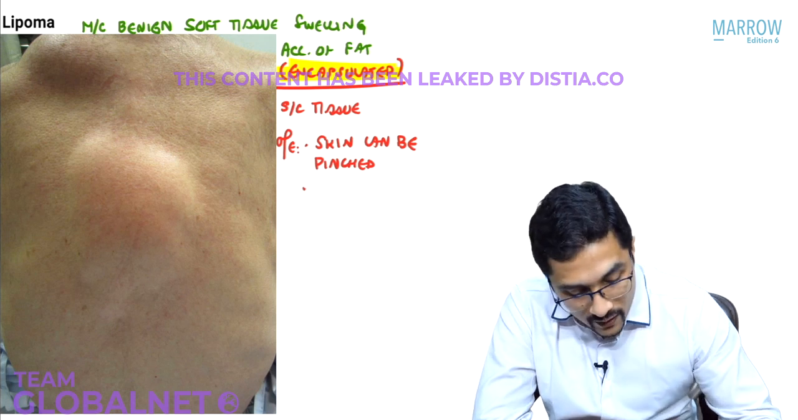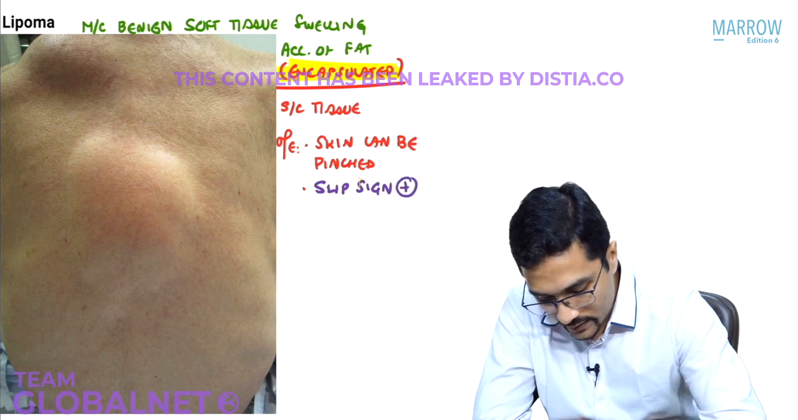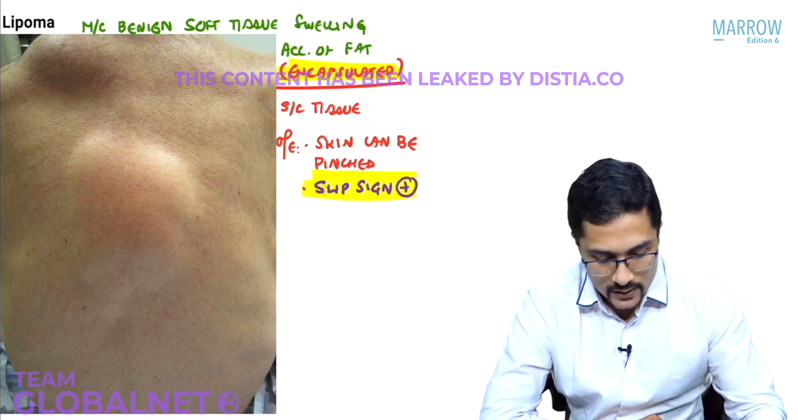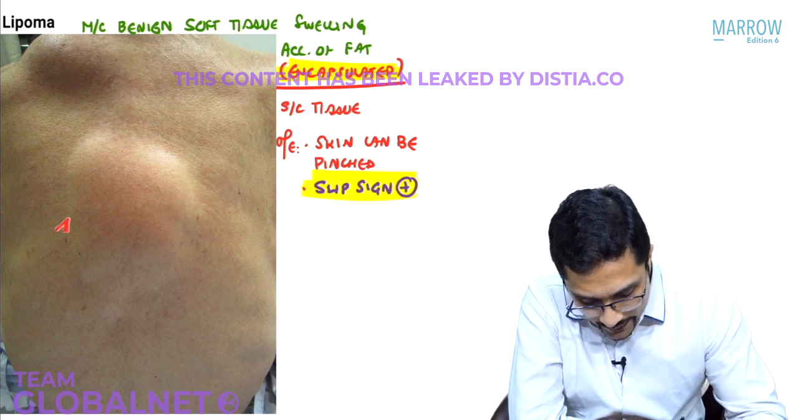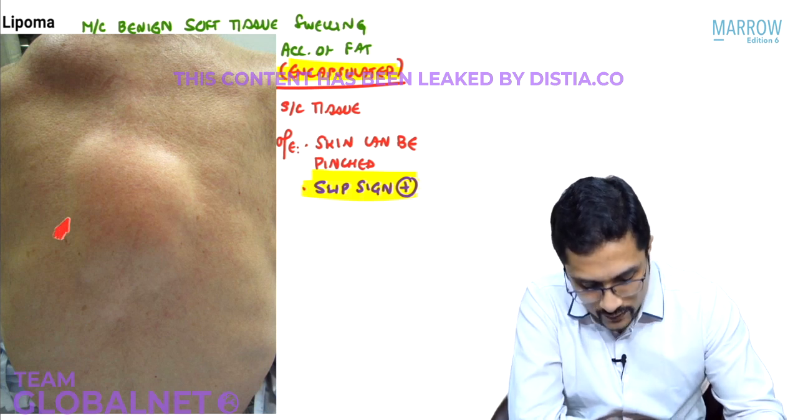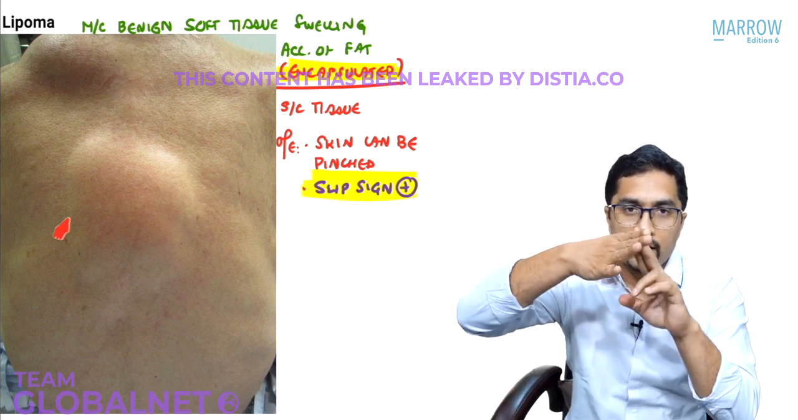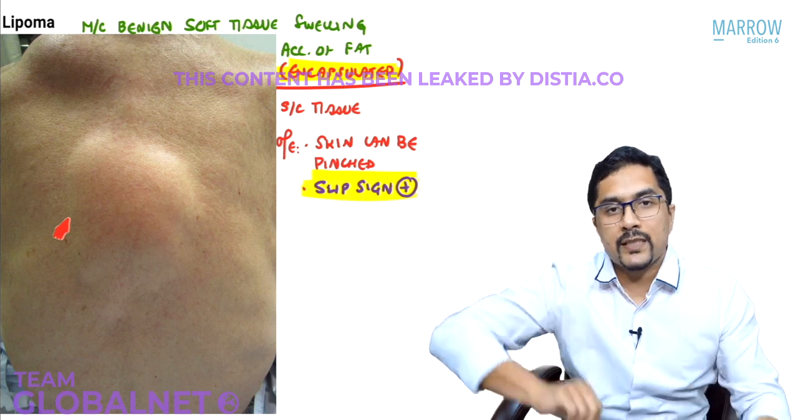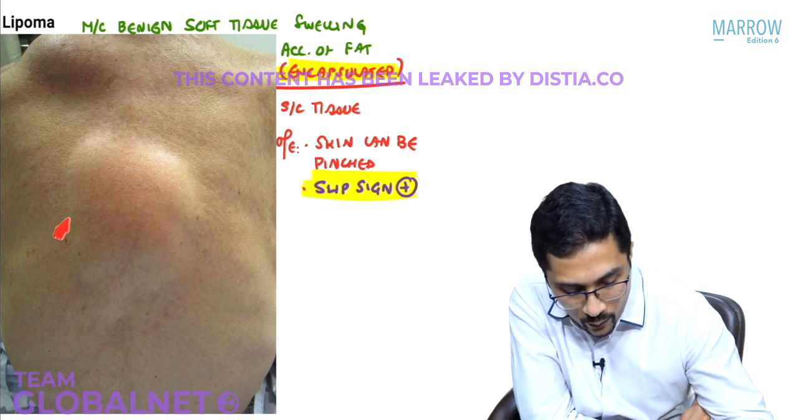Okay. Very important. Classical is slip sign is present over a lipoma. This has been asked in the exam. So slip sign is, you can see here, if I press on the edge of the lipoma, it is going to slip under my finger. The swelling slips under my finger. That is slip sign. It is classical for a lipoma.